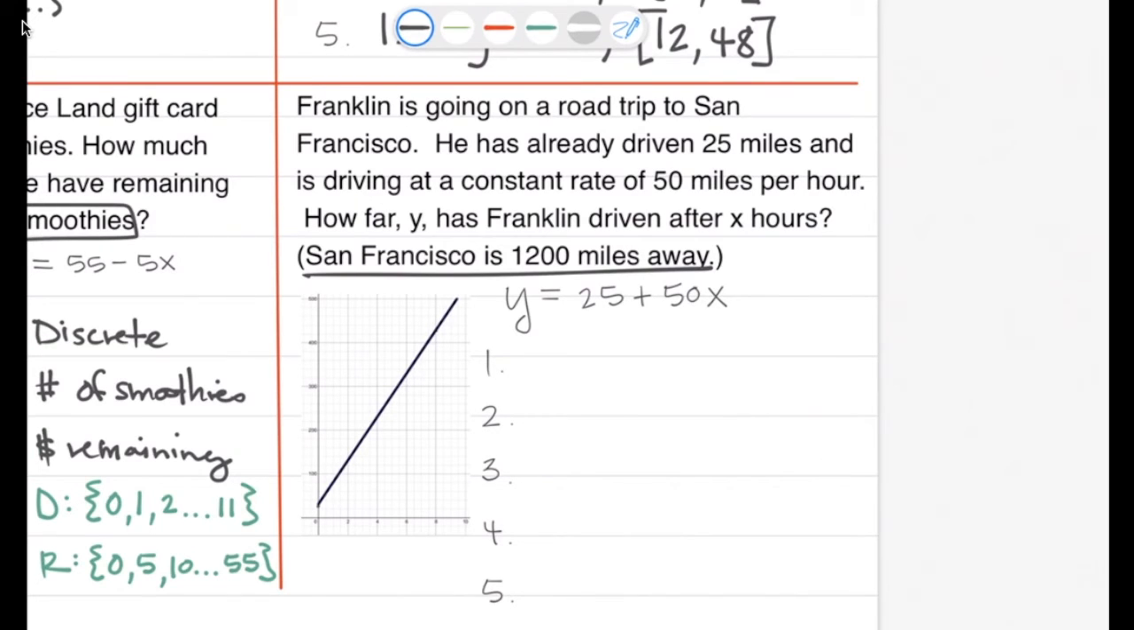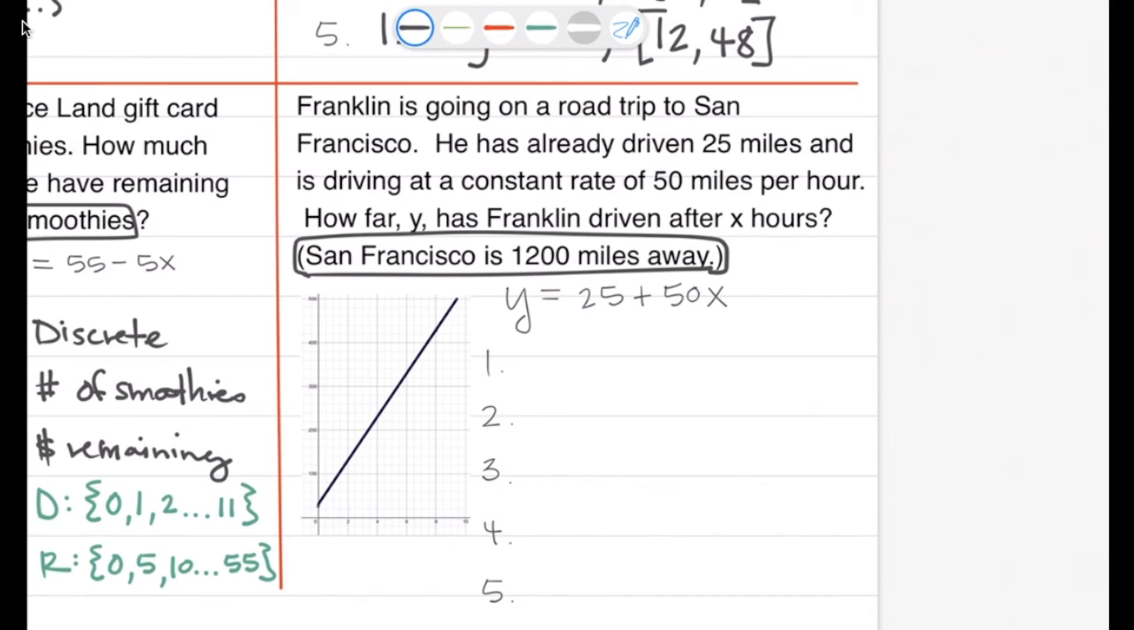All right, let's go on to the last example about Franklin and his road trip to San Francisco. Just to make this more of a real world situation, I added the distance to San Francisco because reasonably Franklin's going to eventually stop driving when he arrives. So the first thing let's talk about is whether the scenario would be continuous or discrete.